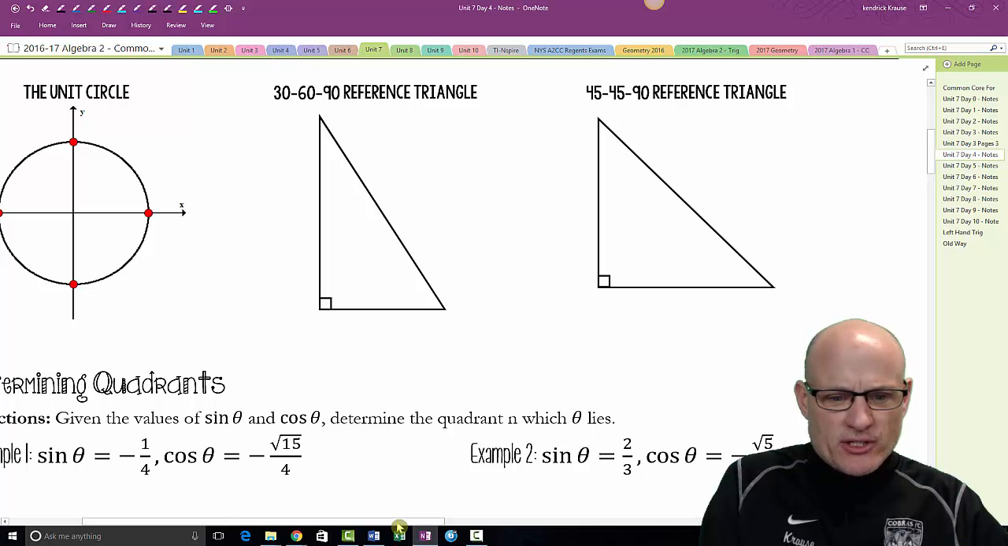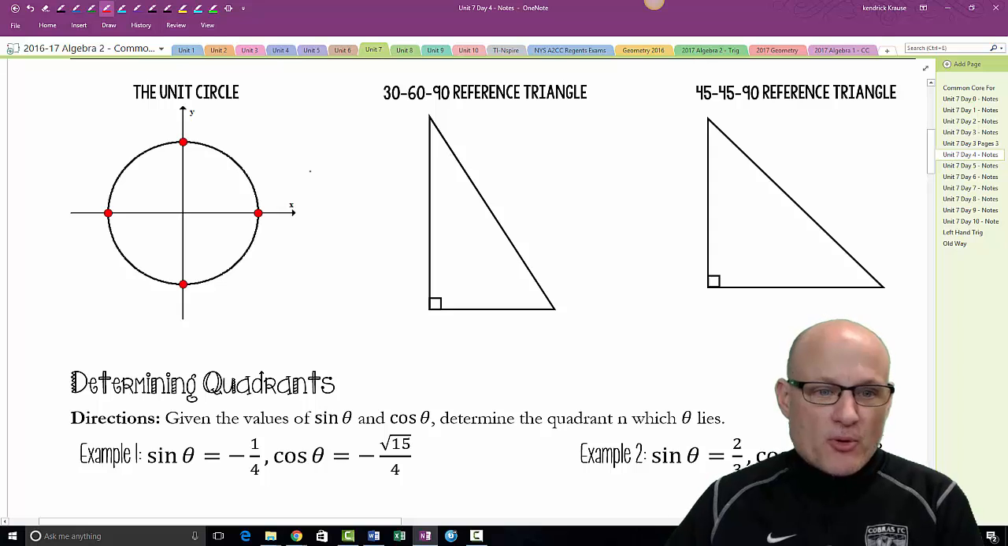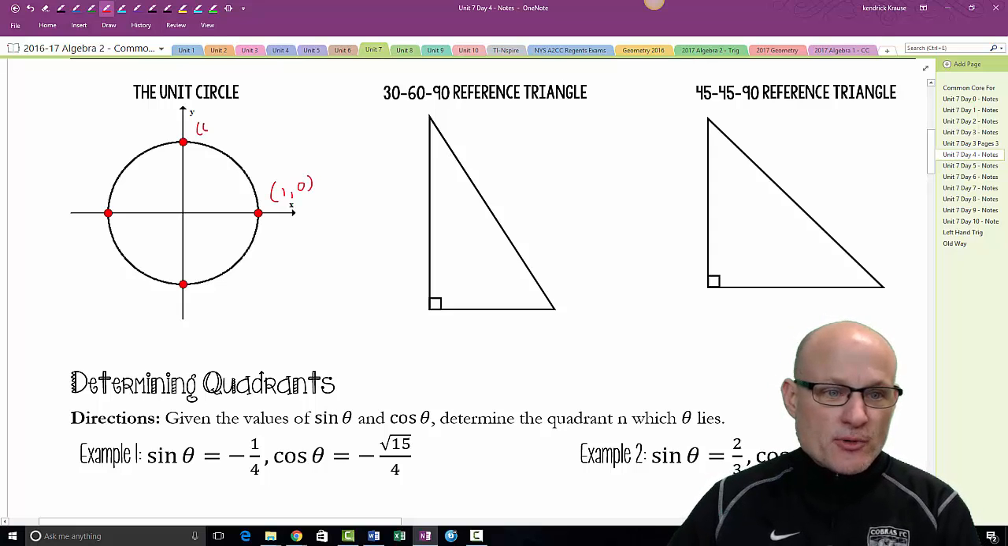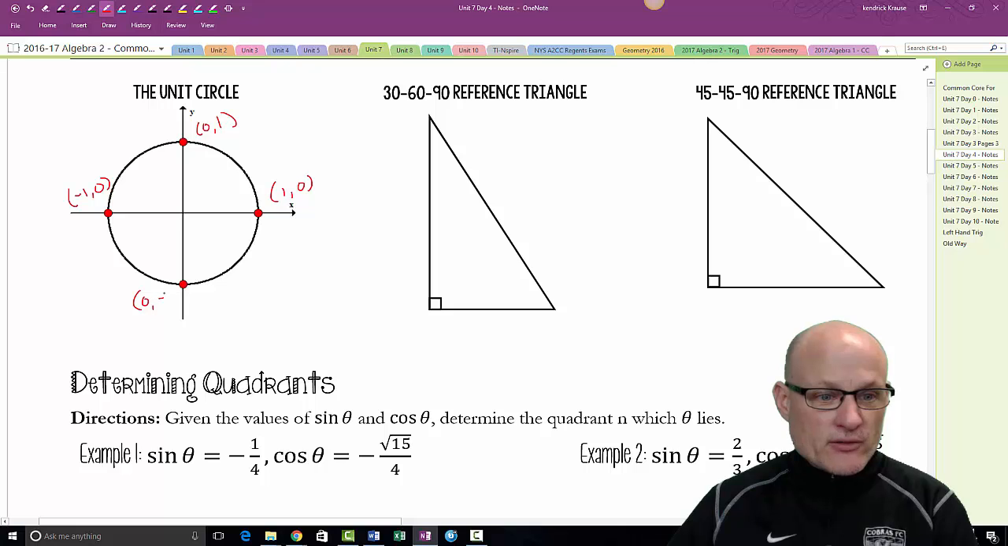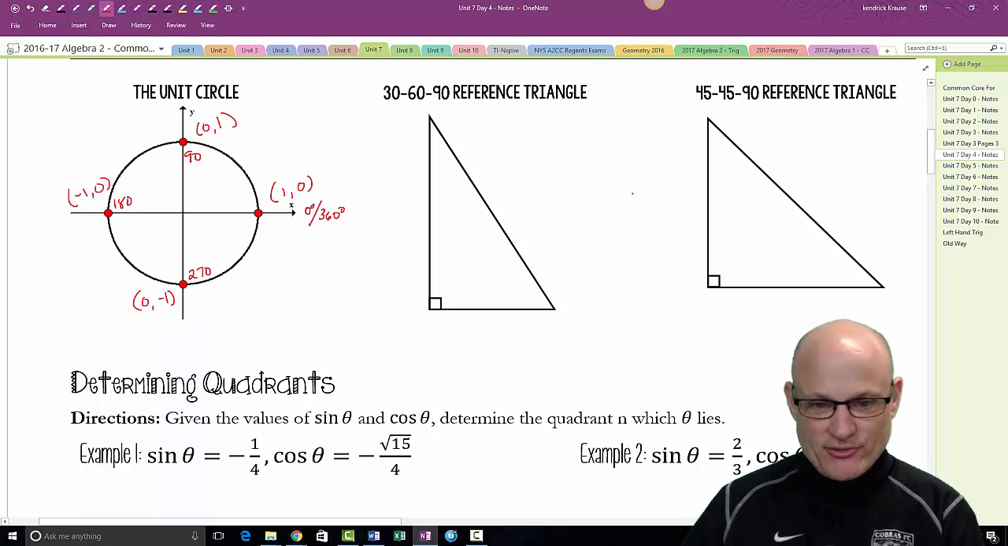We talked about the unit circle. What are the things we got to remember about the unit circle? What are our points? This is the point (1, 0). This is the point (0, 1). This is the point (-1, 0). This is the point (0, -1). You need to know this is 90 degrees. This is 180 degrees. This is 270 degrees. This is 0 or 360 degrees. Those are called quadrantal angles.